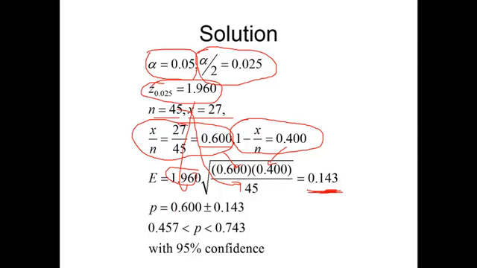Our estimate of 0.60 could be too low, so we add 0.143 to it. It could be too high, so we subtract it, and thereby get our confidence interval that P is somewhere between 45.7% and 74.3%.